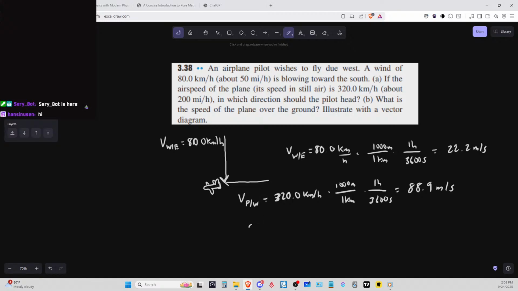So for question A, the way they ask the question is pretty weird because it says, in which direction should the pilot head? The pilot wishes to fly due west, so basically we have to make sure that he continues to maintain a west trajectory.